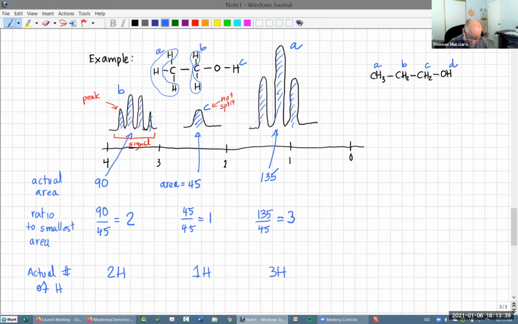So this one in particular is going to be split up into a lot more peaks. It's going to actually be split up like this, into 6 peaks, okay? Because of the number of adjacent hydrogens, and we'll talk about that.